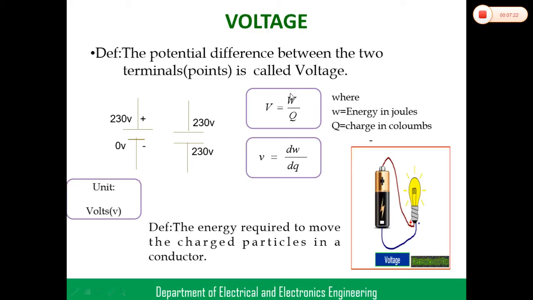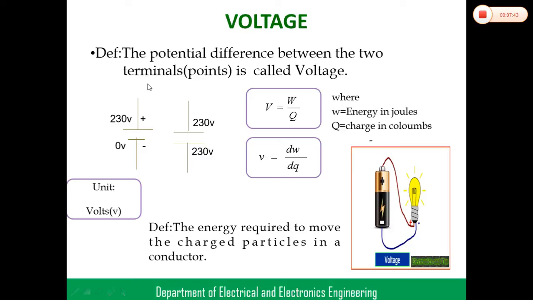That is, the energy required to move the charged particles. This is energy and this is charge. The energy required to move the charged particles is called voltage. So another definition of voltage is the energy required to move the charged particles in a conductor is called voltage.